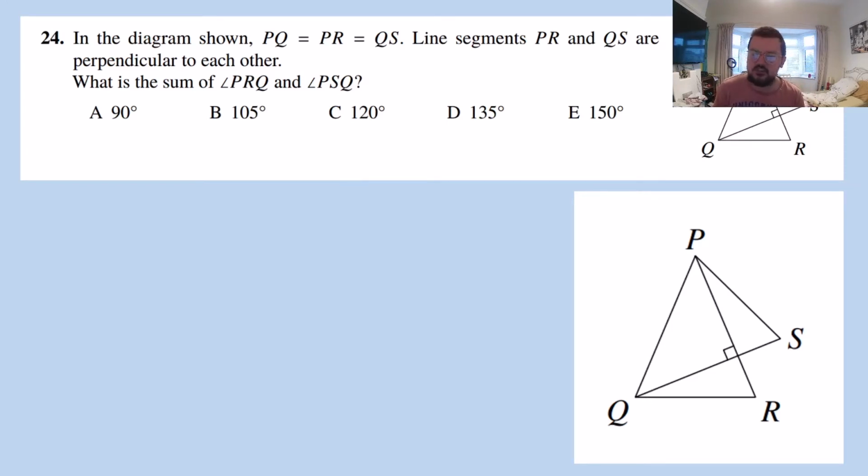This is from the Junior Maths Challenge UK, from the UK Maths Trust. This was from the 2021 paper, I believe. It says, in the diagram below, PQ equals PR equals QS. Line segments PR and QS are perpendicular to each other. What is the sum of the angles PRQ and PSQ? And it gives you a bunch of options. So the way that is recommended to do this problem is the way I'm going to go through now.